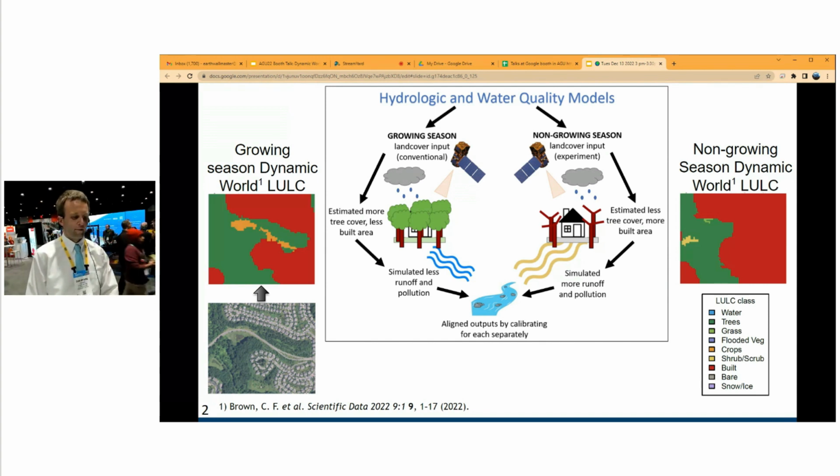So here, for example, in the lower left-hand corner, we have a mixed residential area near Washington, D.C. And we're just looking at the Dynamic World data. We can see during the growing season, there's this arm of green vegetation that extends into the red residential area. However, in the image on the right, the non-growing season, we see that it wasn't classified when the trees lost their leaves, and I can imagine it became hard to differentiate the forest from the residential area.